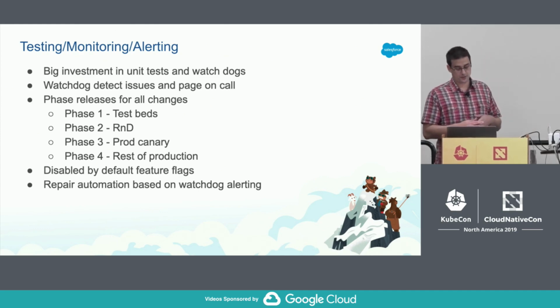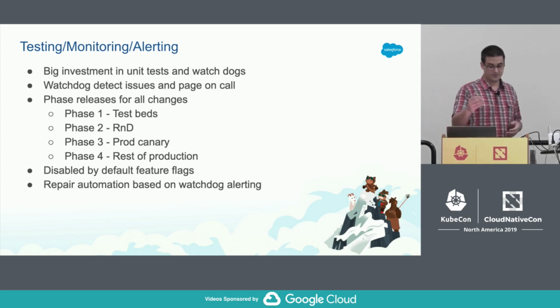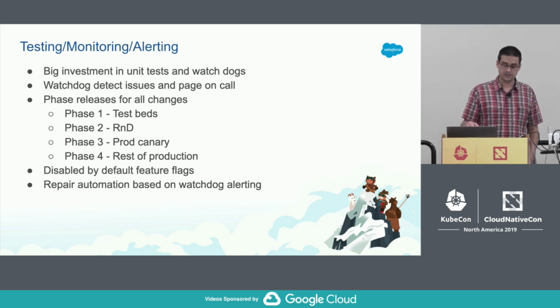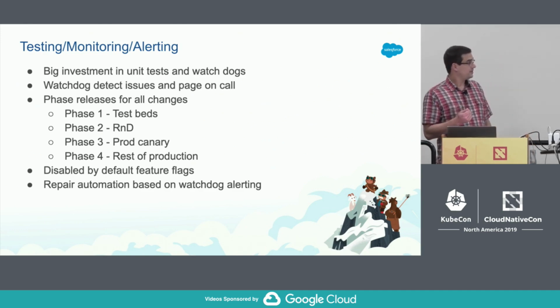Next up is how we roll out our changes using phased release. This is common practice. We first roll to a test bed, and then an R&D environment with customer clusters, and then a subset of production, and then the rest of production. We have a few hours of bake time in each phase, and all we're doing is seeing if any watchdogs fire and page us. And if not, we are confident that these new bits are good and we can proceed forward. But what we also do is for the vast majority of new features, we build them disabled by default.